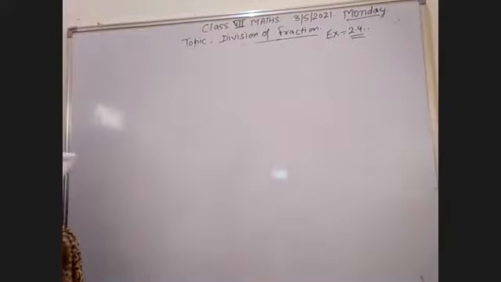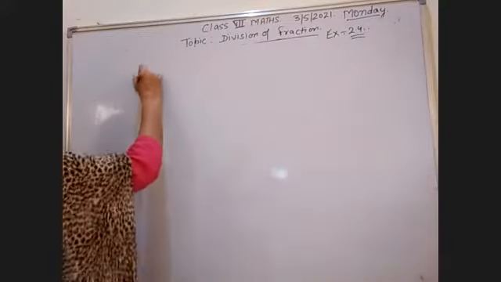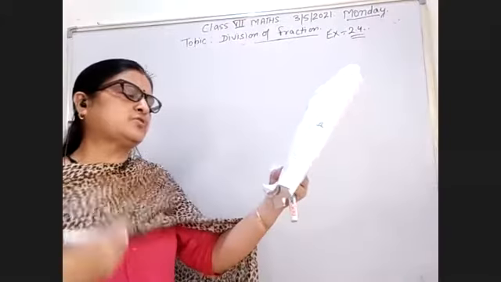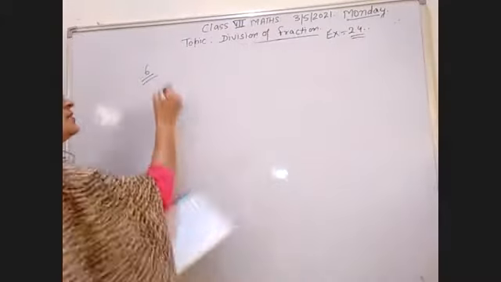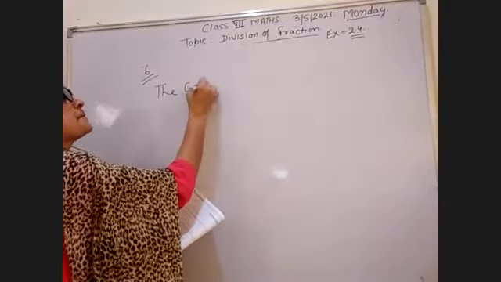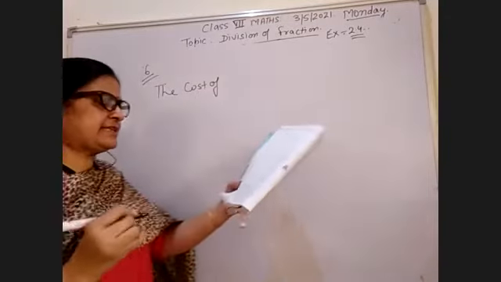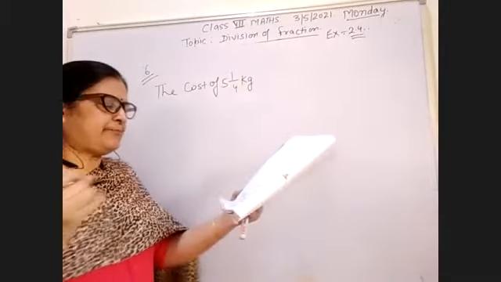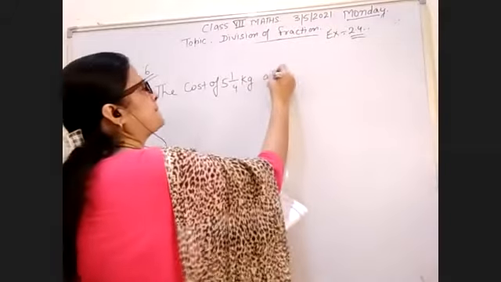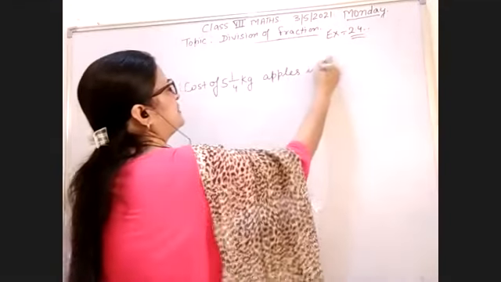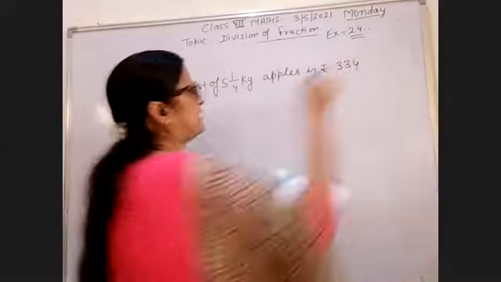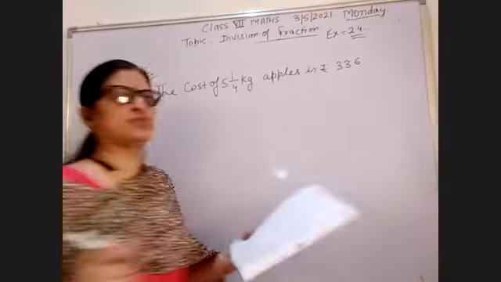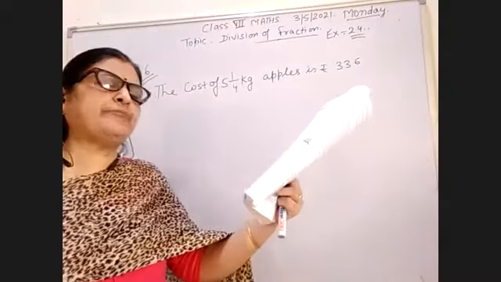Now your sixth question is, what is your sixth question now? Your sixth question is the cost of 5 1/4 kg apple. The cost of how many kg? 5 1/4 kg apple cost is rupees, कितनी कॉस्ट है, 336 रुपीज कॉस्ट है। व्हाट इज द रेट ऑफ एप्पल पर केजी?